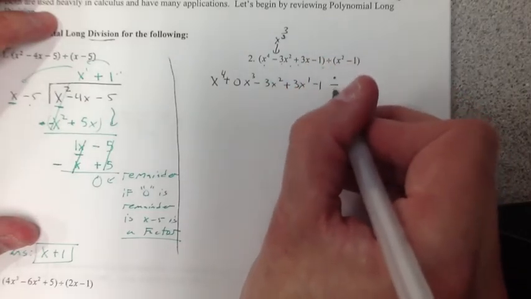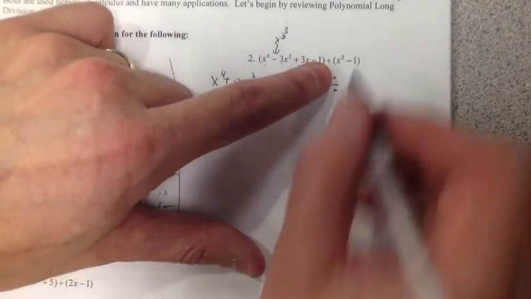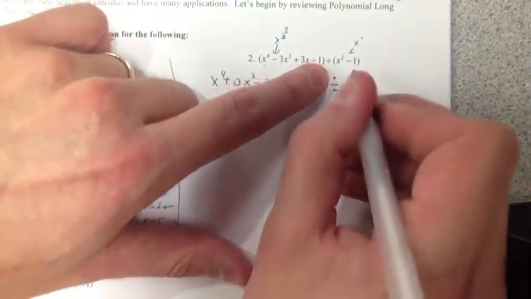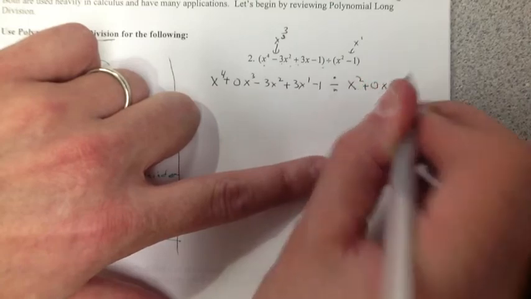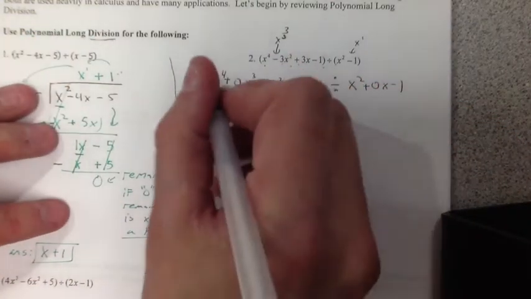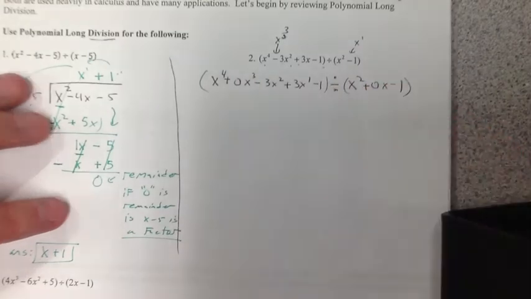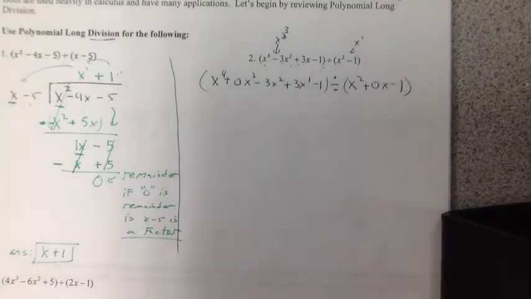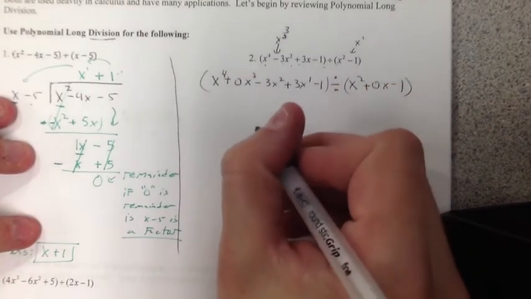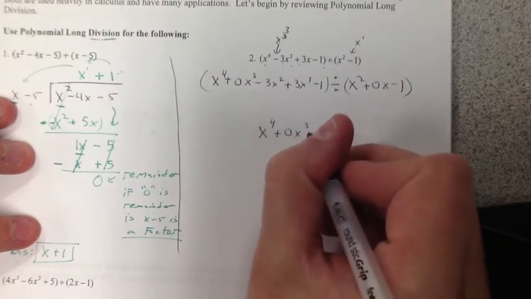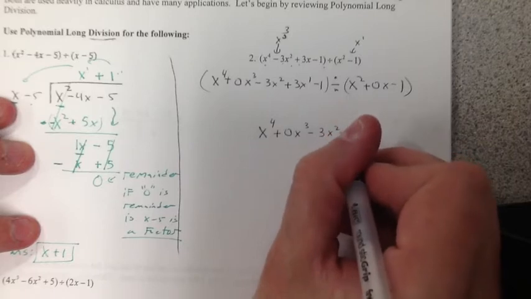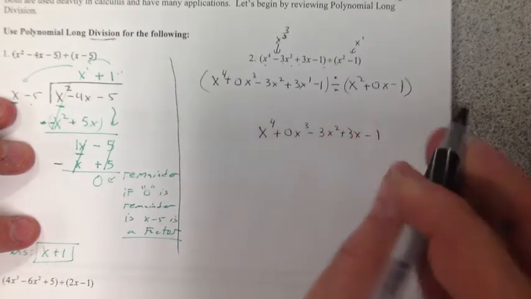And we're going to divide that by this polynomial. Now this is missing an x to the first. So I say x squared plus 0x minus 1. And this is what we're going to divide by. So we write it all out. We get x to the 4th plus 0x cubed minus 3x squared plus 3x minus 1.